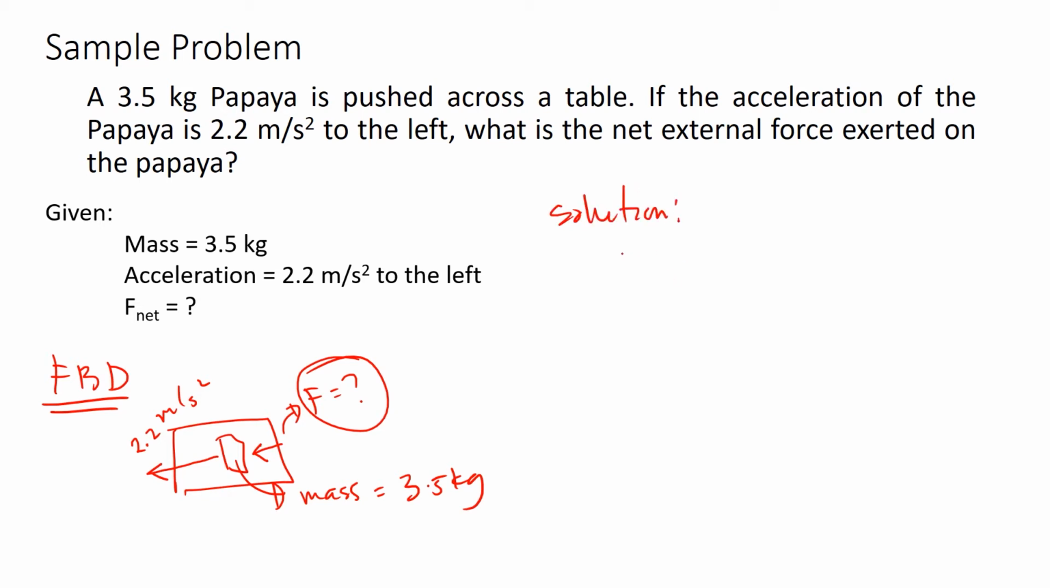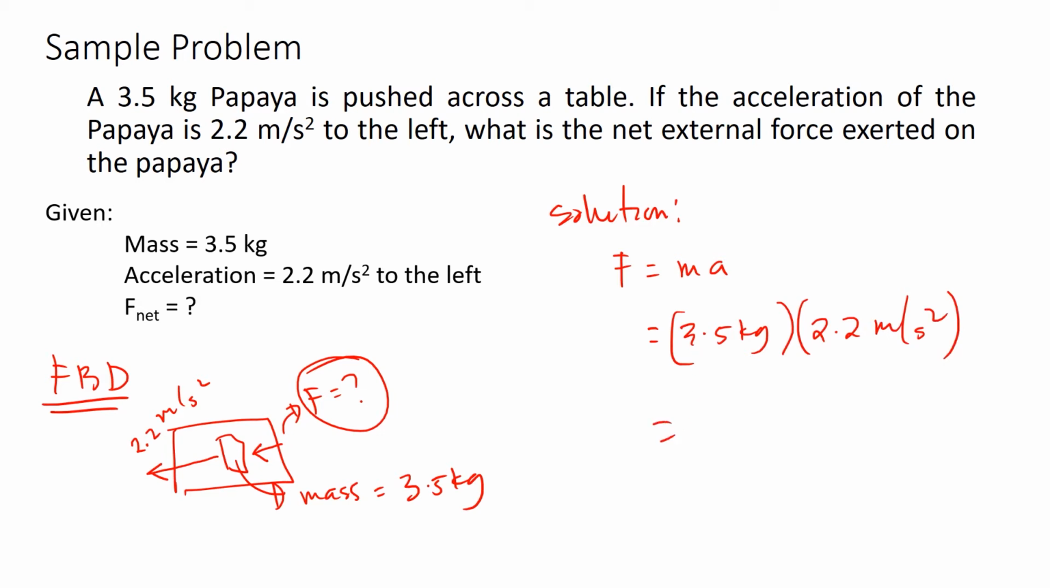we just recall the general formula of the second law of motion, which is F equals mass times acceleration, and all we need to do here is just plug in the given values that we have in this problem. So the next step is to substitute all the given values. The first given value here is the mass of the papaya, which is 3.5 kilograms, and the acceleration of the papaya, which is 2.2 meters per second squared.